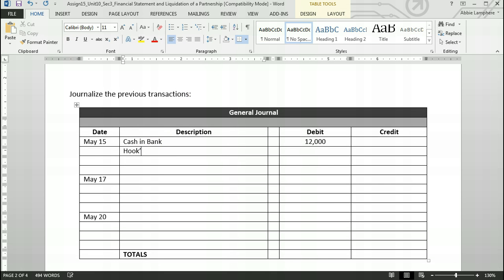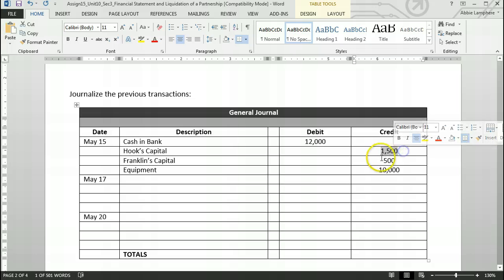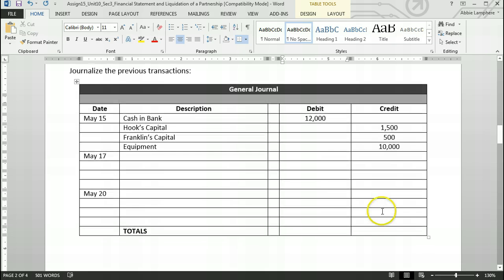So we have Hook's capital. We are crediting for $1,500. Franklin's capital, we are crediting for $500. And then we have our asset account, equipment. We're closing that account out because we sold it all. And we had $10,000 worth of equipment on our books, so that's what we are crediting that account for. And again, you want to make sure your debits and credits equal. So we have $12,000 in debits. $1,500 plus $500 is $2,000, plus $10,000 is $12,000, so we are good to go there.